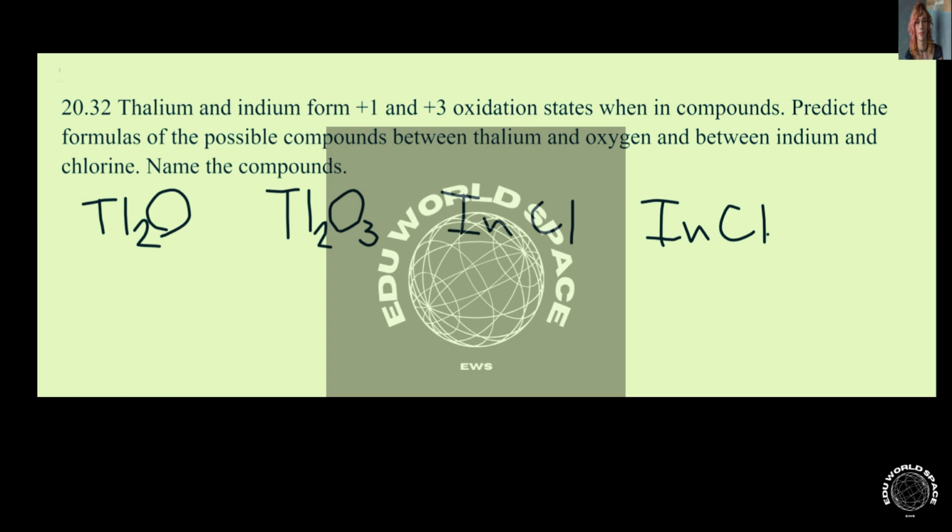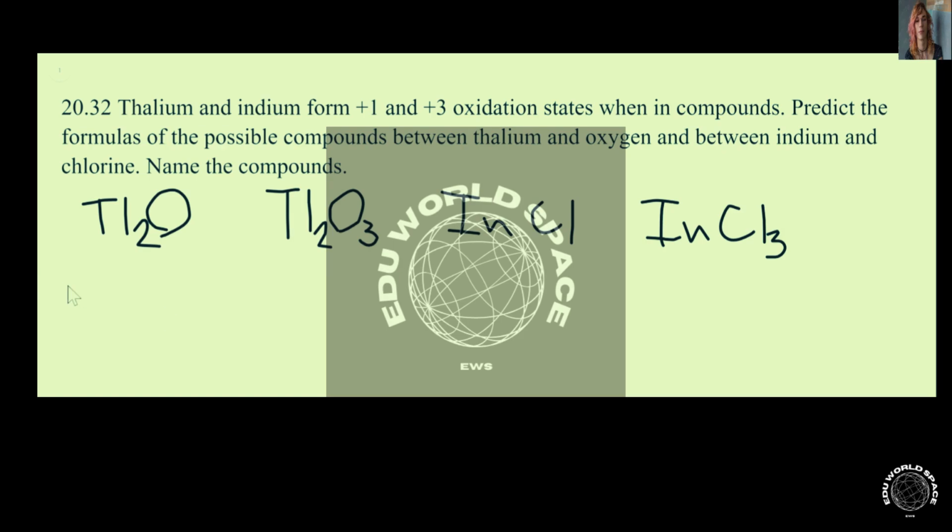But what about when we have indium with a +3 charge and chlorine with a -1 charge? So when indium has an oxidation state of +3, we need 3 chlorides in order to balance that out. So we have InCl3 for indium with an oxidation state of +3.